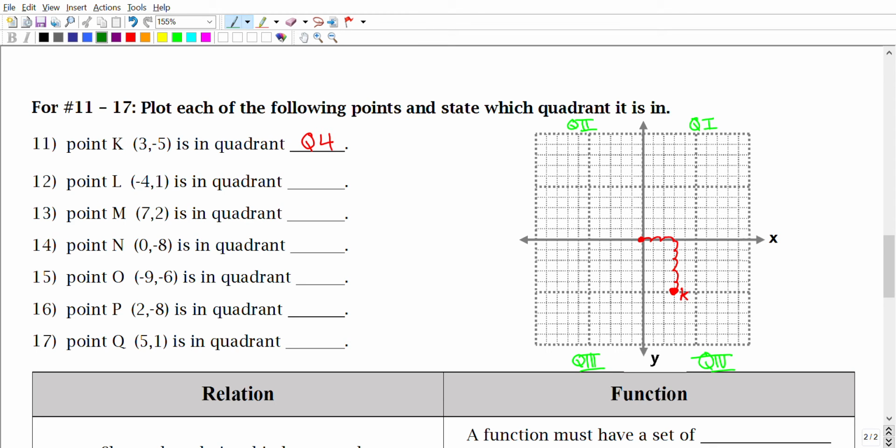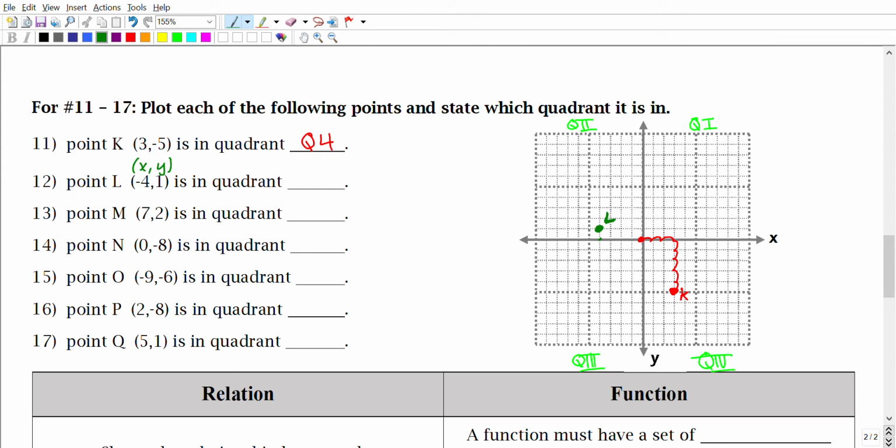So now let's go ahead and do point L. So I'm going to go -4. Again, remember, guys, x-axis first, then y. So left and right first, then up and down. So -4, it go -1, 2, 3, 4. So I'm somewhere right here. And then I'm actually going to go up 1.